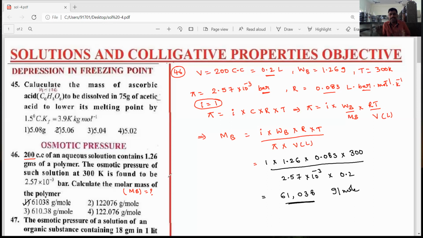Okay, dear students, here we need to remember the osmotic pressure formula.